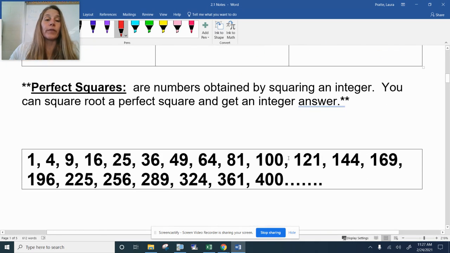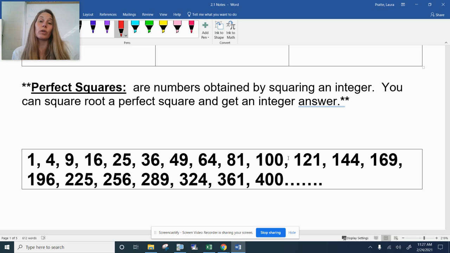Now let's talk about perfect squares for a minute because they're going to be really useful and handy when we're solving some equations and we're using square roots and things like that. Perfect squares are the numbers that are obtained by squaring an integer. So we're going to talk about the term integer in a little bit, but an integer is a positive or negative whole number, kind of like the example I just gave you. We had 3 or -3 being squared to give us the 9. Well, both 3 and -3 are integers. They're not fractions or decimals, but they could be positive or negative.